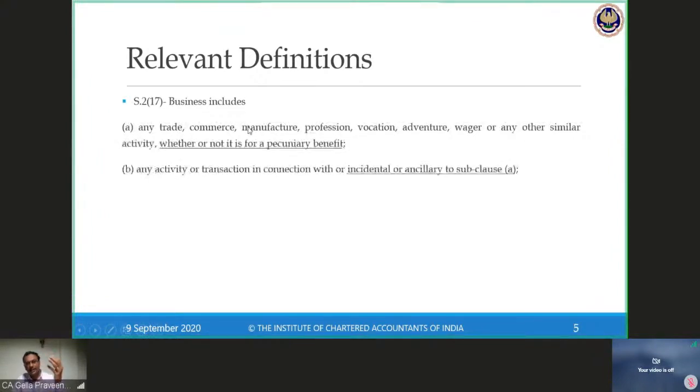This coverage, keeping in mind your November 2020, wherever recent amendments are there, I'm going to stress upon those recent amendments so that you can focus more on them. I'll take care of that. Second, clause A: when we talk about business, having a profit motive is absolutely not relevant at all.